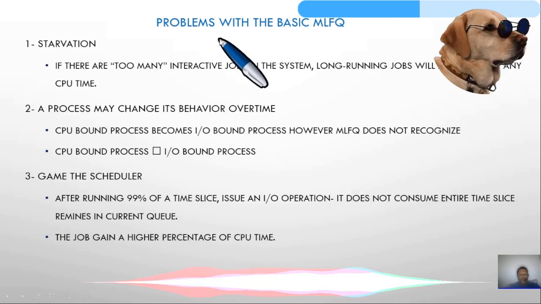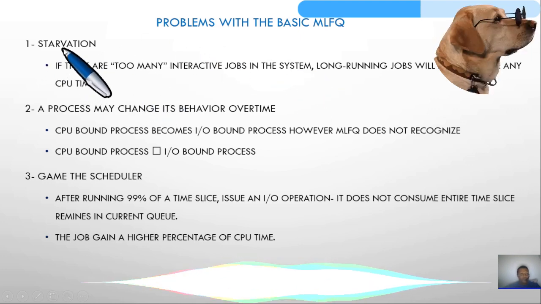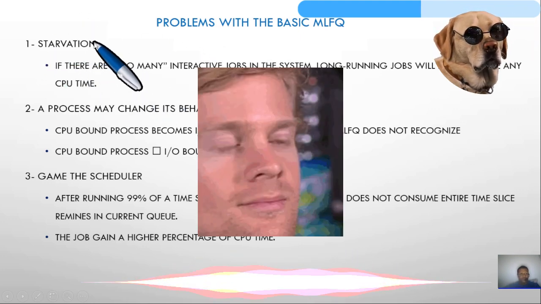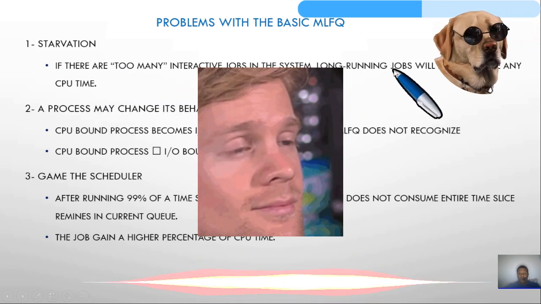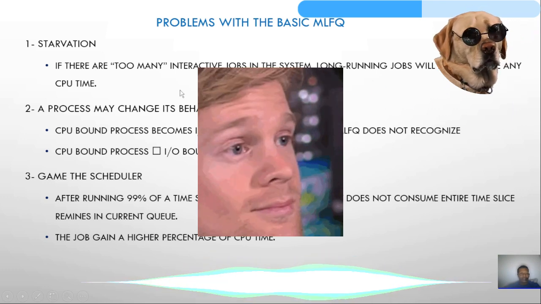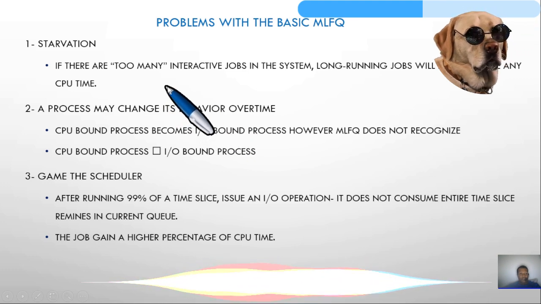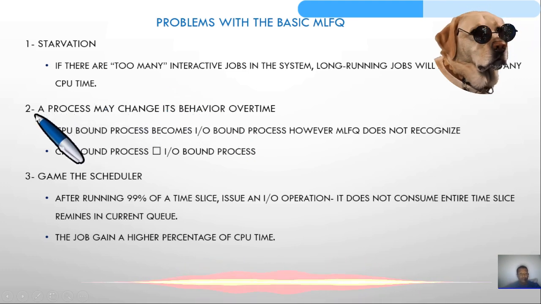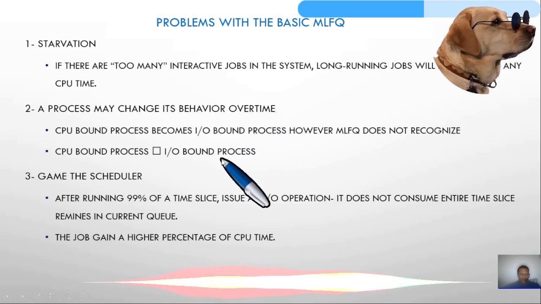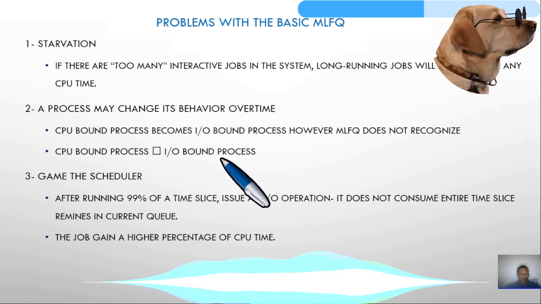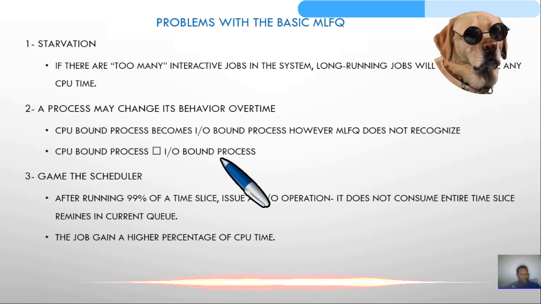Now, what is the problem with the basic MLFQ? The first one is a starvation problem. What does it mean? If there are too many interactive jobs in the system, long-running jobs will never receive any CPU time. This is for sure, because the priority level is high. Second, a process may change its behavior over time. For example, a process which is CPU intensive and is in the lower queue, maybe it will change its behavior into I/O intensive.